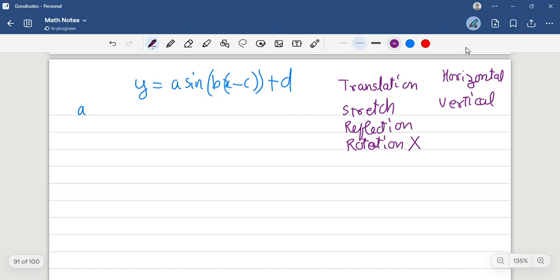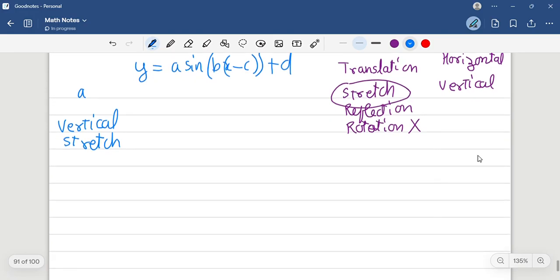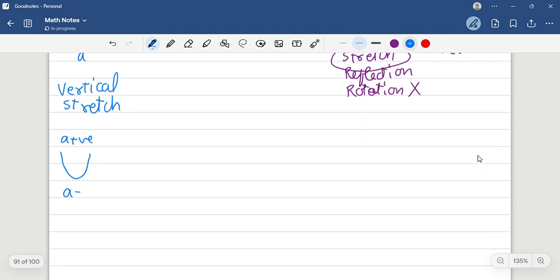When we talk about the a value, a is something that connects with the stretch. This stretch is the vertical stretch. In the vertical stretch, this a value can be positive or negative. Now, some aspect of this was also seen in a quadratic function. When the a value is positive, we get a function which is open upwards, and when a is negative, we'll get a function which is open downwards.